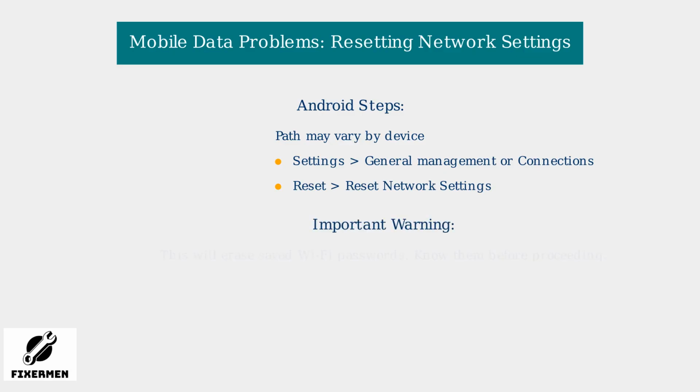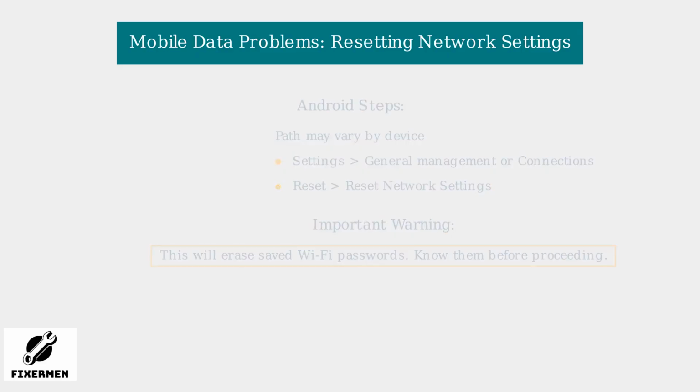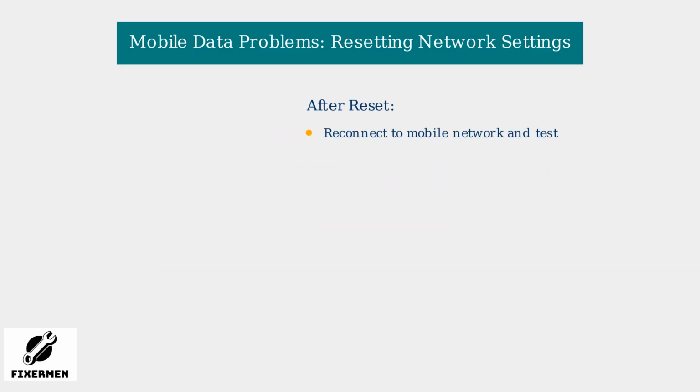Be aware that resetting network settings will delete all saved Wi-Fi passwords and other network configurations. Make sure you have your passwords written down before proceeding. After the reset completes, manually reconnect to your mobile data network and check if the connectivity issue has been resolved.